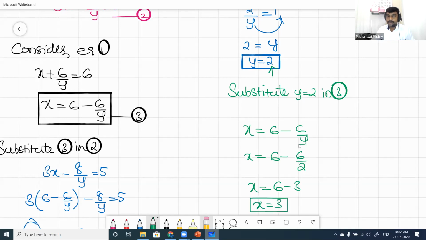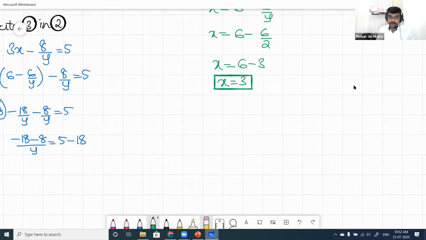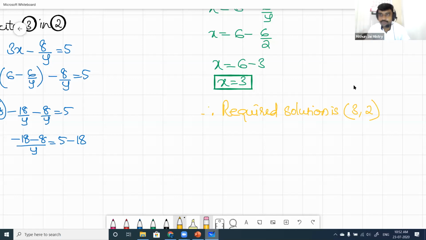We got x also, we got y also. So finally the conclusion will be what? Therefore required solution is, is what? It is 2, 3 or 3, 2? It is 3, 2. It doesn't matter whom you found first, whether you found y first or x first. When you are writing the solution, you maintain the ordered pair x comma y, that is 3 comma 2.